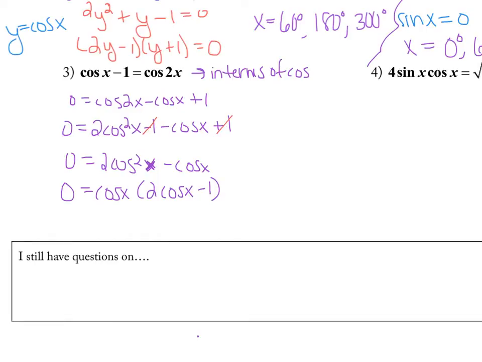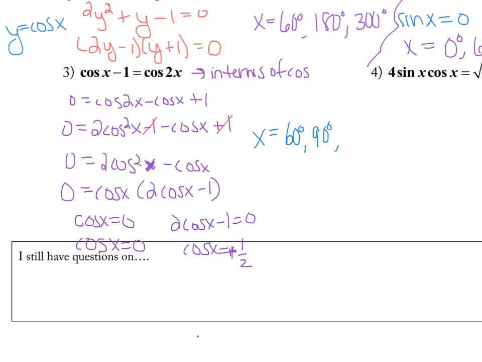Okay. Set each part equal to 0. Okay. And we get cosine x to equal 0 and cosine x to equal positive 1/2. Okay, so where on the unit circle does cosine equal 0 and 1/2? That would take place at 60 degrees, 90 degrees, 270, and 300 degrees.